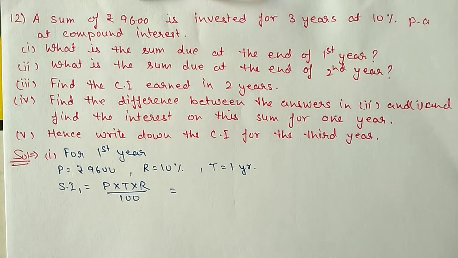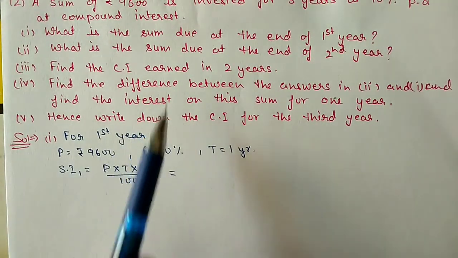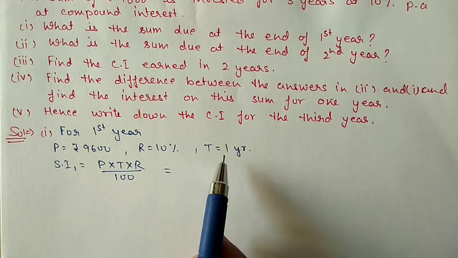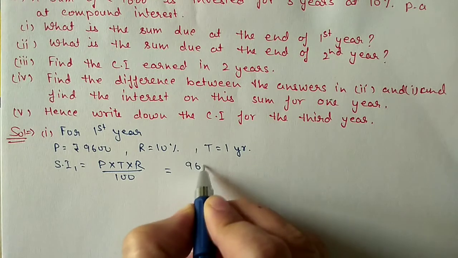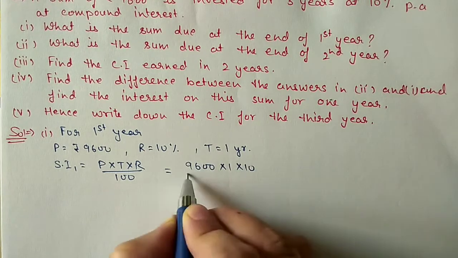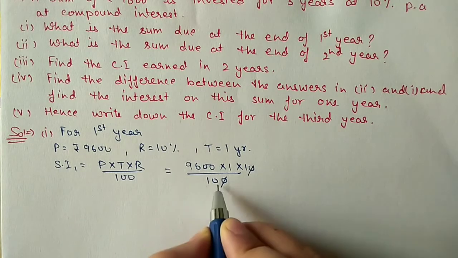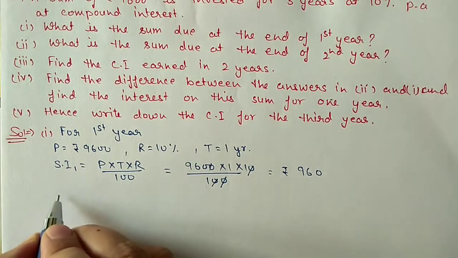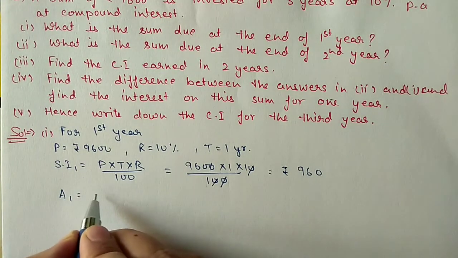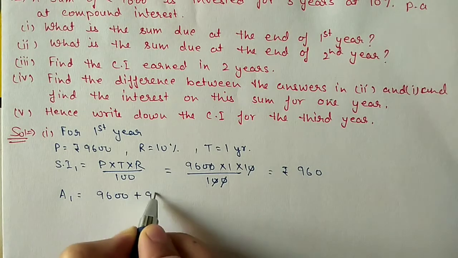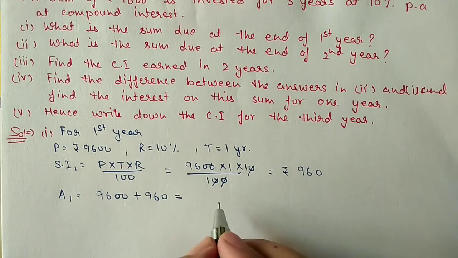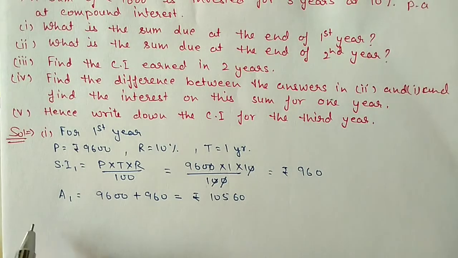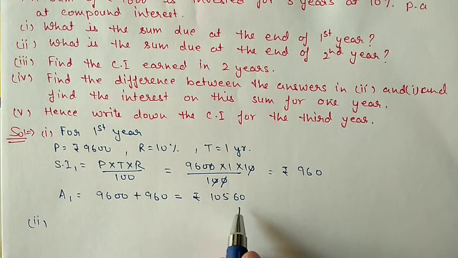So first part we will do first. For the first year we have to do the calculation. For the first year principal is 9,600 rupees, rate of interest 10% and time we will take 1 year. So 9,600 into 1 into 10 divided by 100. 2 zeros we can cancel and simple interest for the first year is 960 rupees. So amount by the end of the first year will be 9,600 plus 960, which is equal to 10,560 rupees.